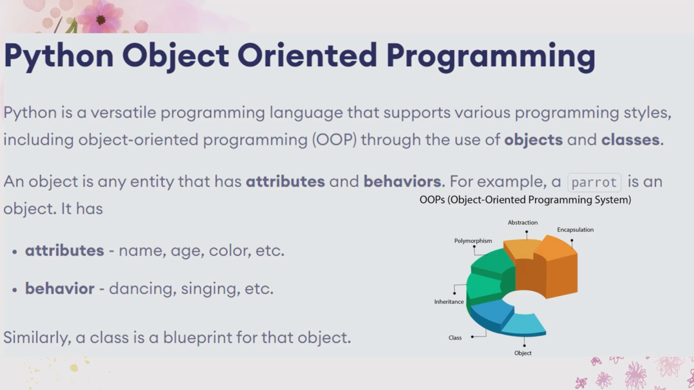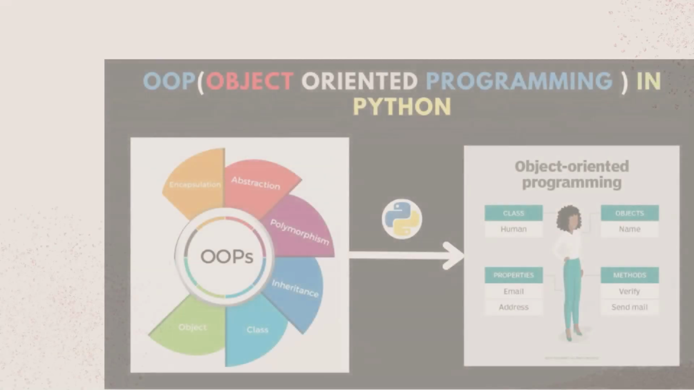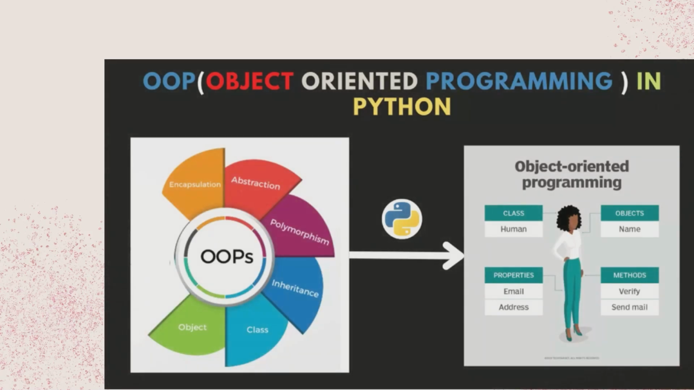OOPS concepts cover certain characteristics, but before getting into those, you need to know the main concept revolving around it, that is the class and the object. And the concepts are encapsulation, abstraction, polymorphism, inheritance, object and class.